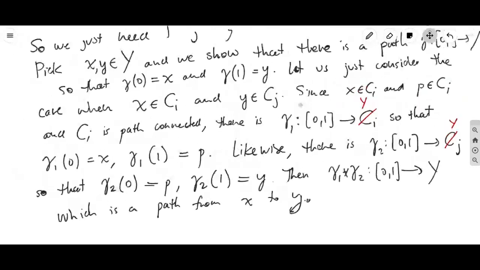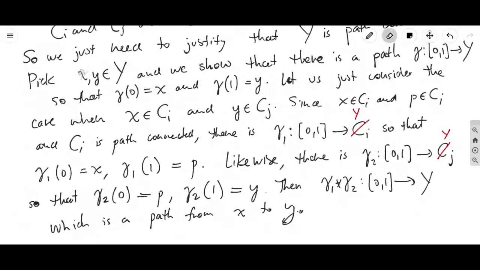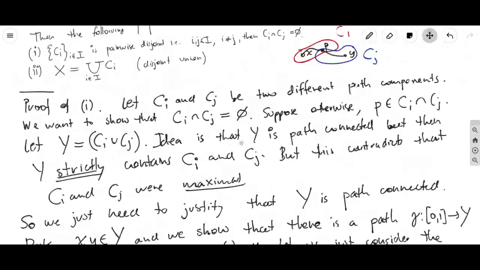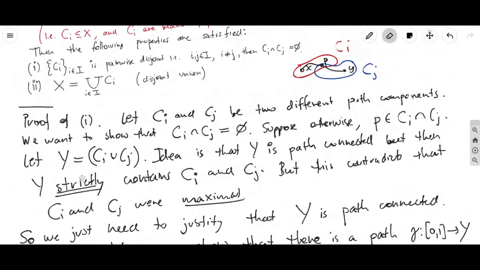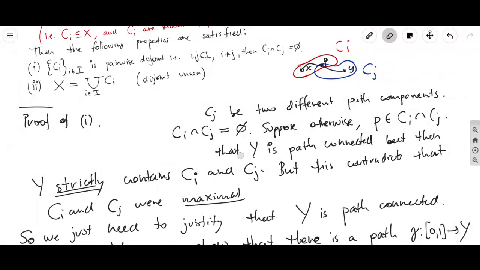So let's just go back to what we wanted to show. We had to pick 2 points and construct a path connecting them, and that's exactly what we did. So this justifies the proof of part 1. So now let's prove part 2. And fortunately, part 2 is very, very easy to prove.